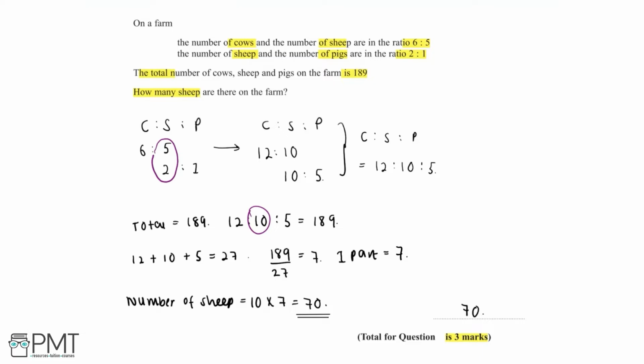Now the second mark is for using the fact that the total number of cows, sheep and pigs on the farm is 189, and so one part is equal to 189 divided by 27, which is equal to 7. And our third and final mark is for using this in order to find the number of sheep. And so we did 10 multiplied by 7, and so we found the correct answer, that the number of sheep on the farm is equal to 70.